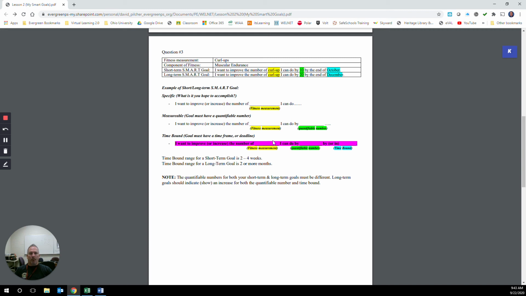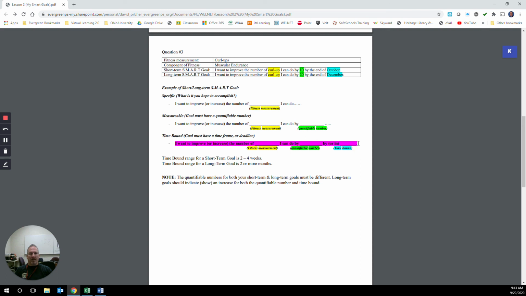Again, if you look at this sentence structure, you can put it in your own words. You can simply retype it in the boxes and then just fill in the blanks to meet your individual fitness levels and scores and your short-term and long-term goals, and there you have short-term and long-term goals.